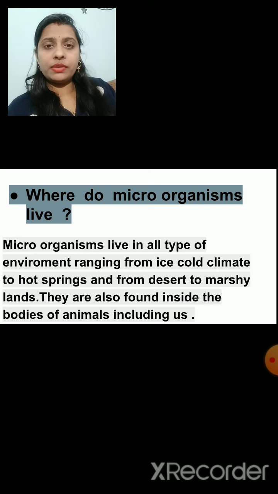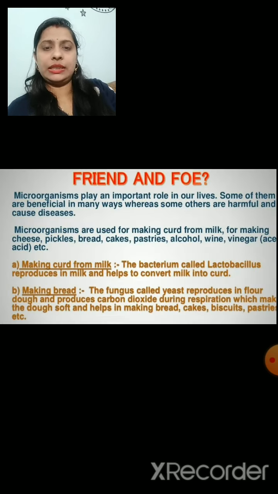Now you all know what microorganisms are. So a question comes to our mind: where do microorganisms live? Microorganisms can be found everywhere on this planet Earth. They can survive in extreme conditions. They can be found in very ice cold regions, in very hot springs, in deserts as well as in marshy lands. They are also found inside the bodies of animals, including us.